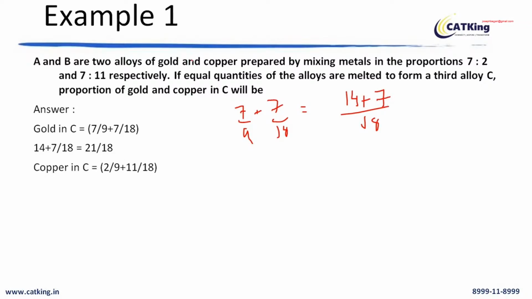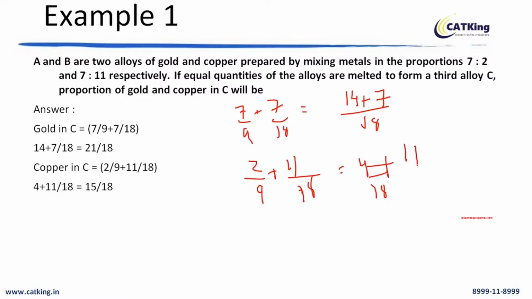Similarly, copper will be 2/9 plus 11/18. You take the LCM, you will get 15/18. Let's see how. So this is 2/9 plus 11/18. Your LCM is 18, so the denominator is going to be 18. Now you multiplied 9 with 2 to get 18, so you multiply 2 also with 2, so that is 4 plus 11. I hope that is clear.